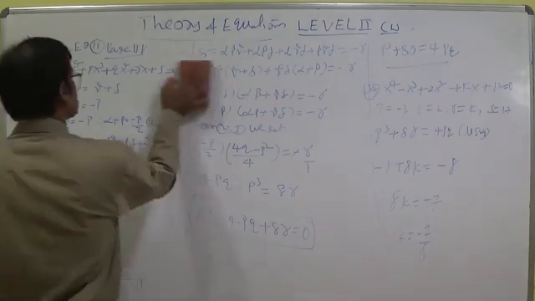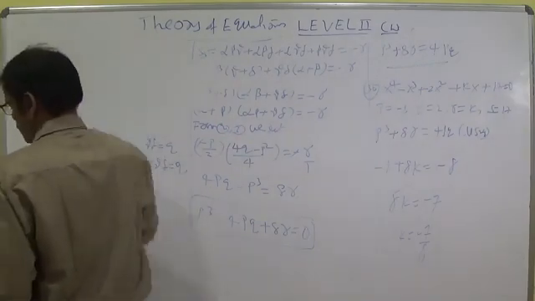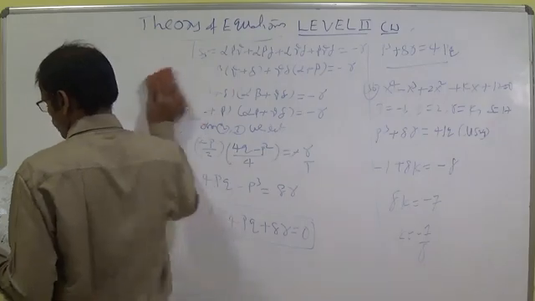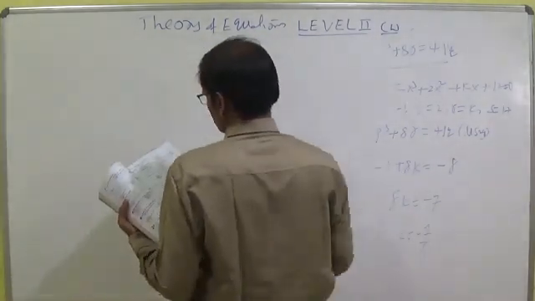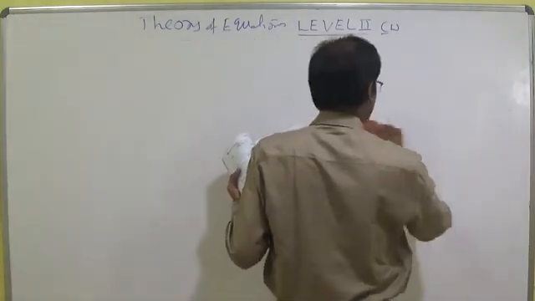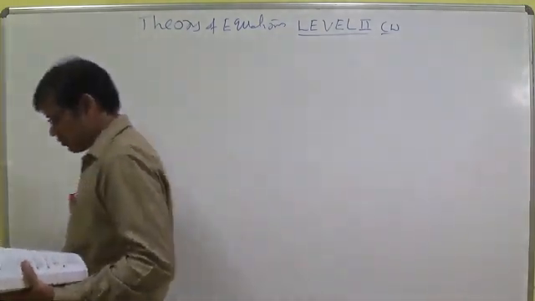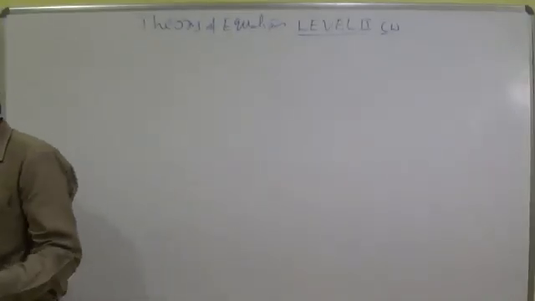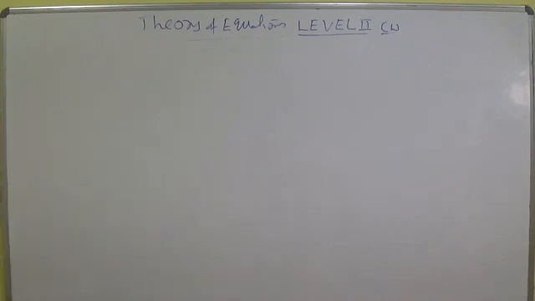Question 37: if 1 plus i root 3 by 2 is a root of the equation x power 4 minus x cube plus x minus 1 equal to 0, then find the real roots. Whenever 1 plus i root 3 by 2 is a root, we know that 1 minus i root 3 by 2 is also a root. So, omega square concept: 1 plus i root 3 by 2 is a root, so 1 minus i root 3 by 2 is also a root.